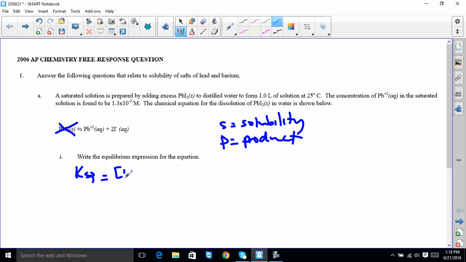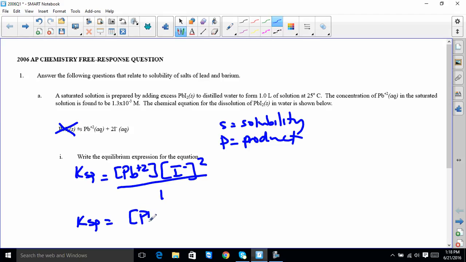And so what happens is it's the concentration of the lead ions times the concentration of the iodide ions squared over 1. Well, you don't have to put the 1. Sorry, I've got to erase that. I'm going crazy. It ends up being that it's always a product, it's never a quotient. And because of this, the 2 goes here. And so that's the answer for 1A(i).